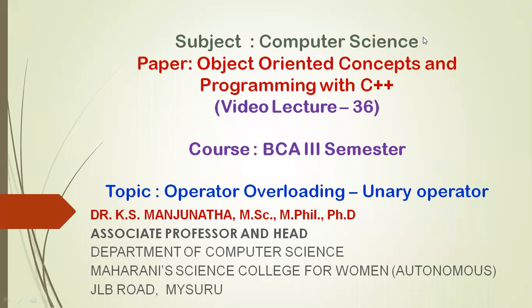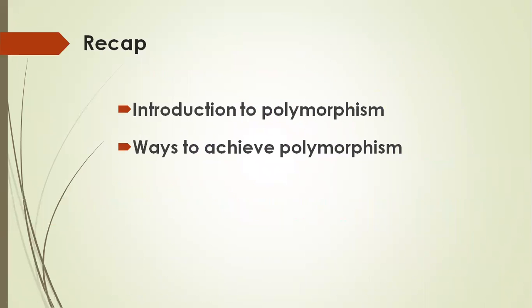Good morning, students. In today's session, I will explain how we can overload unary operators in C++ with some example programs. In our last class, we learned about the basics of the concept called polymorphism. Polymorphism means multiple forms. In C++, the same function in the same program can be used for varieties of tasks depending on the argument. Similarly, the same operator also can be used for different purposes depending on the operands.